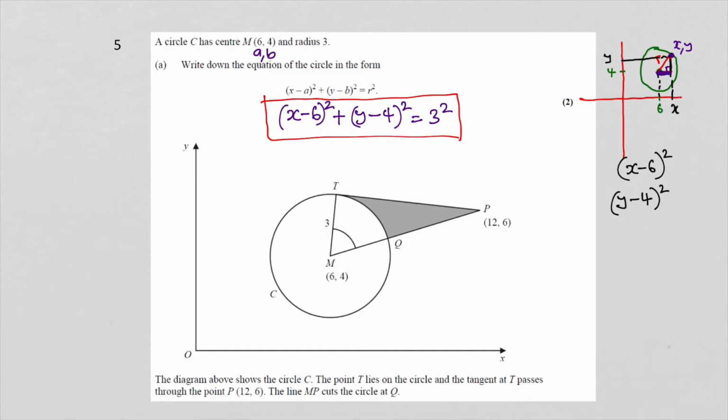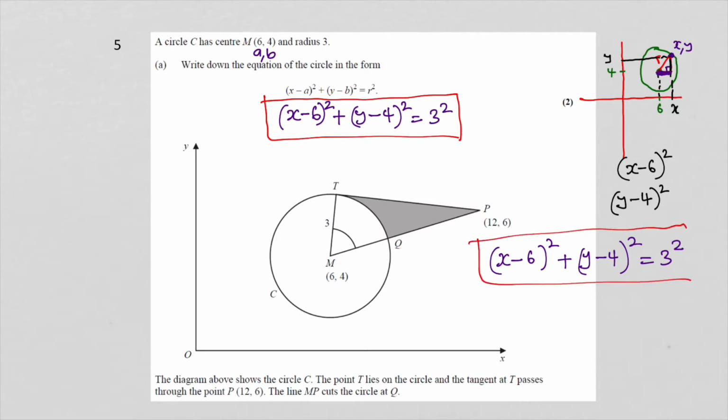So you know how to find the Pythagoras theorem. The height squared plus the length squared will be equal to the square of the hypotenuse. So it will be (x minus 6) squared plus (y minus 4) squared equals the radius squared, which is, in this case, 3 squared. And that's the equation, really, that they're asking us to write down.